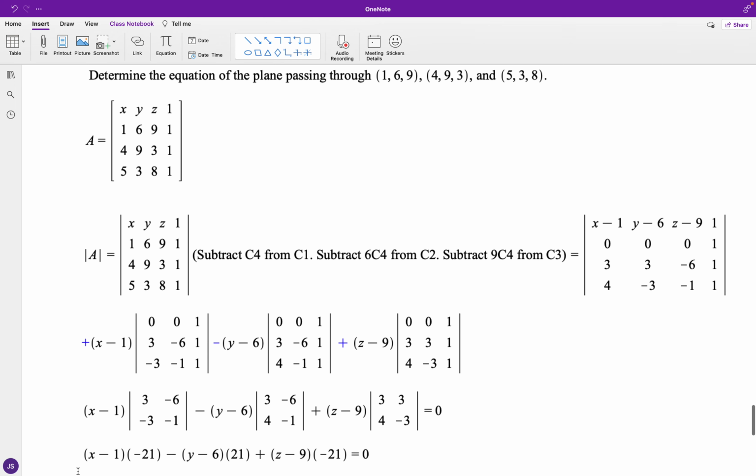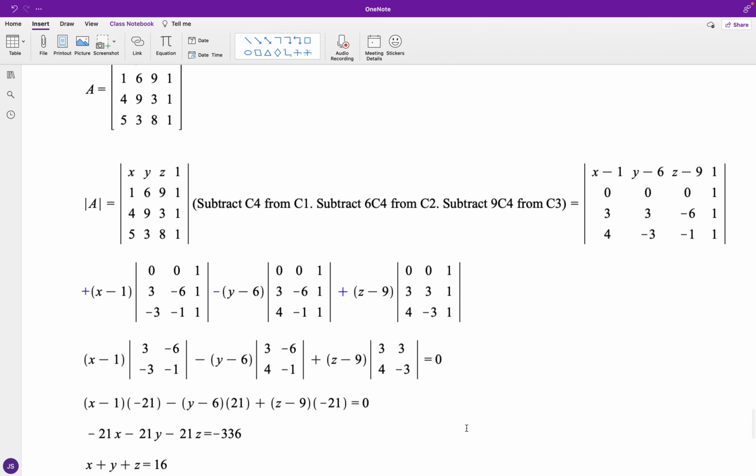For what we have in the follow-through, you have x minus 1, and for the 2 by 2 determinant value alongside it, this is going to be negative 3 minus 18, which would be negative 21. Then alongside the subtraction of the quantity y minus 6, the determinant value of this 2 by 2 setup is going to be negative 3 plus 24, which would be 21. Then we have the quantity z minus 9, and here we have negative 9 minus 12, which would be negative 21. And again, this equation setup is going to be equal to 0.